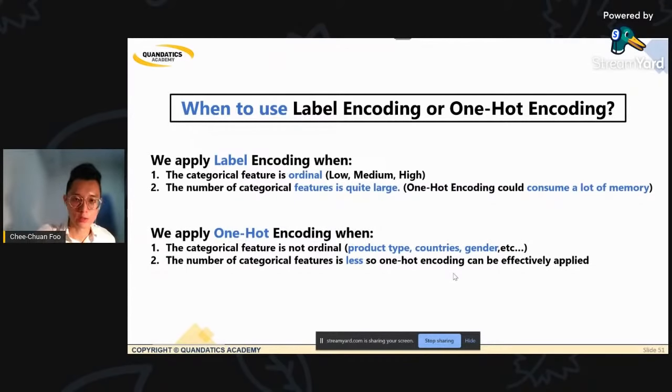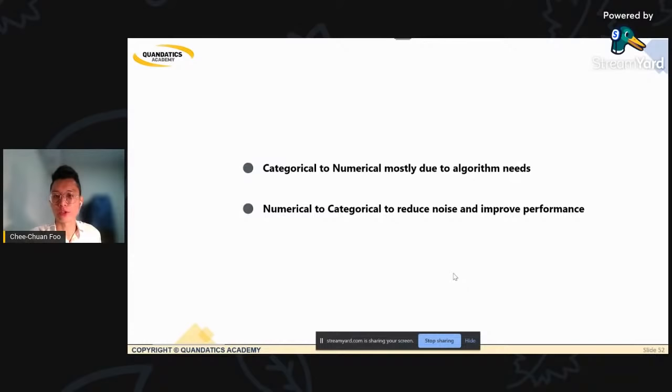And most of the time, categorical to numerical data type conversion is due to algorithm needs. A lot of models cannot read categorical data, and a lot of time converting numerical to categorical is seldom. But it does happen, because we want to reduce noise or improve performance.